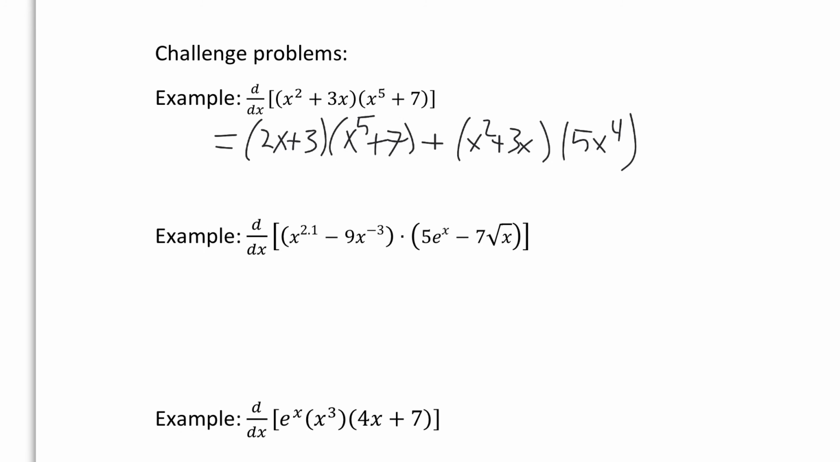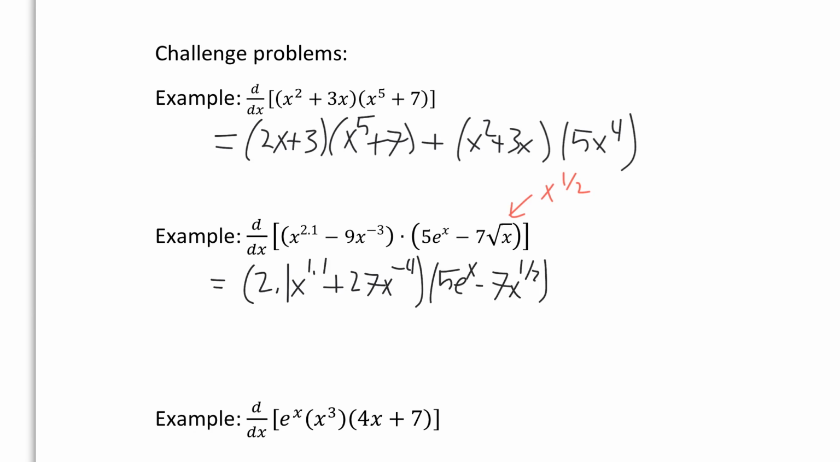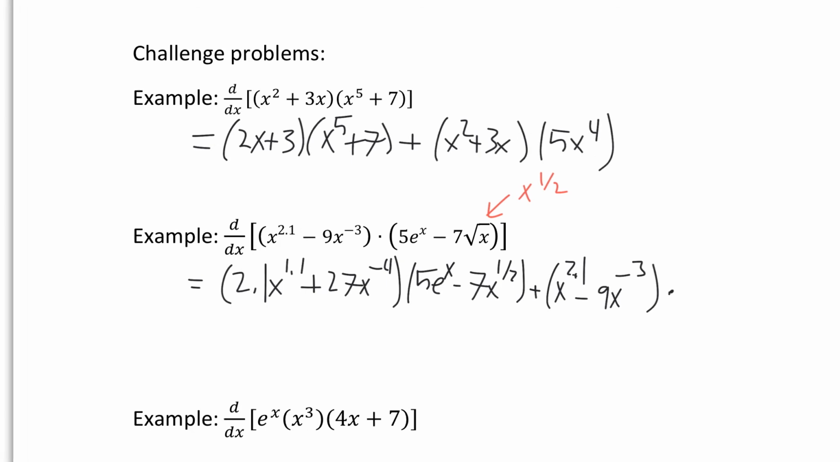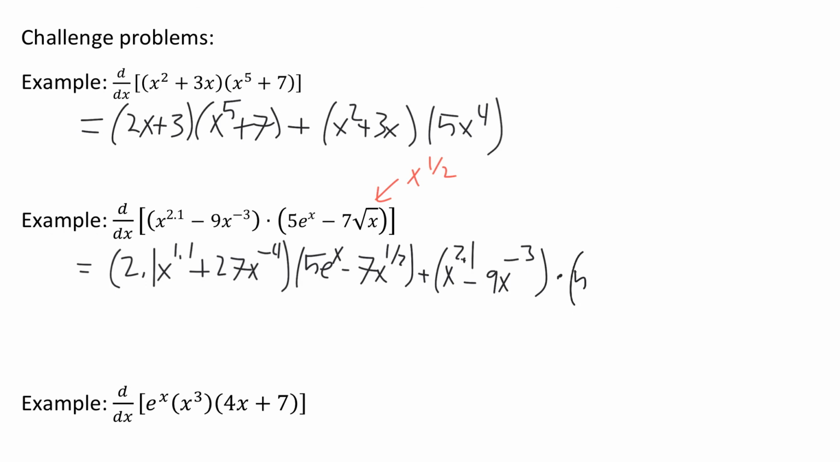All right, on the next one, we're going to need the fact that this is x to the 1/2. So we'll get 2.1 x to the 1.1, plus, well, 9 times 3, that'll be 27, x to the negative 4, times 5 e to the x minus 7 x to the 1/2 plus x to the 2.1, minus 9x to the negative 3, times 5 e to the x minus 7 times 1/2 x to the negative 1/2.